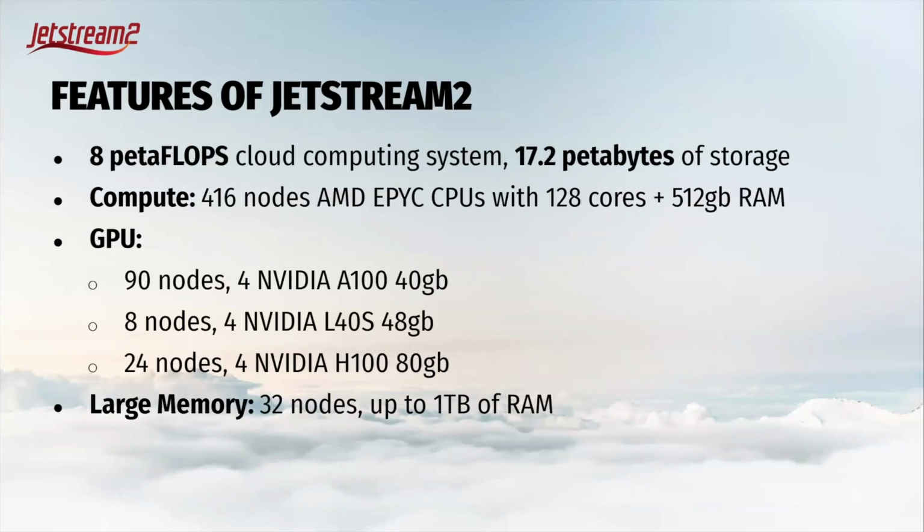We're a very big system. Specifically, I'll highlight the GPU. We have 90 nodes of 40 gigabyte A100s. There are 4 of those GPUs per node, so that's 360 A100 GPUs. We have 8 nodes, 8 times 4, I can do math, 32 L40S GPUs. Those have 48 gigabytes of VRAM, and we have 24 nodes or 96 H100 GPUs, and these have 80 gigabytes of VRAM.